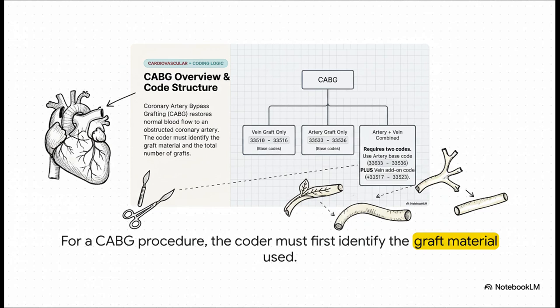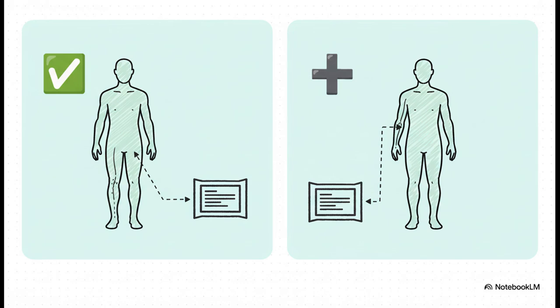Now look at this flowchart. The very first decision point for a coder isn't about the patient's condition, it's about the material the surgeon used. Was it a vein graft, an artery graft, or a combination of the two? That single detail decides the entire base code. But here's where it gets really interesting. The key is knowing what's bundled into that base code and what's not.